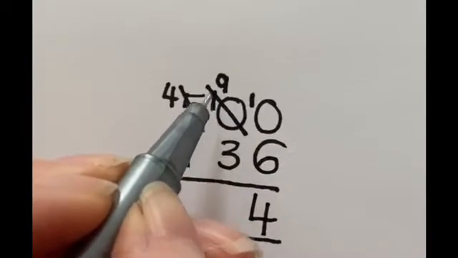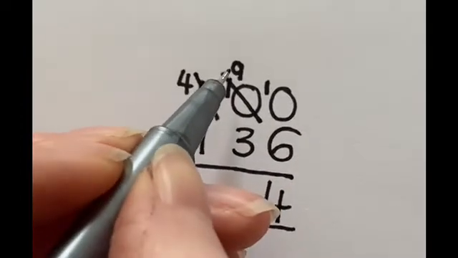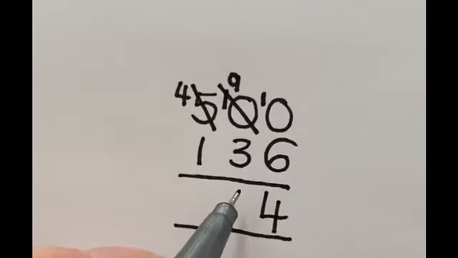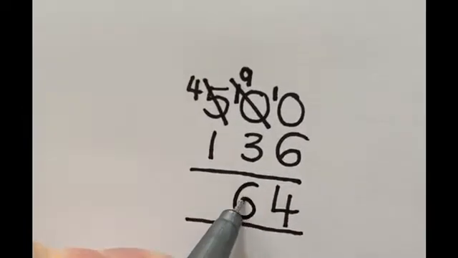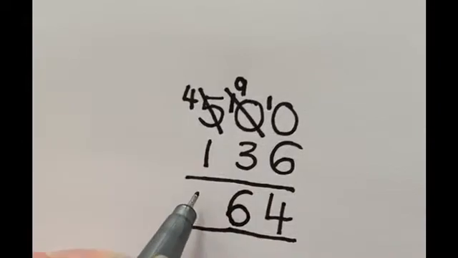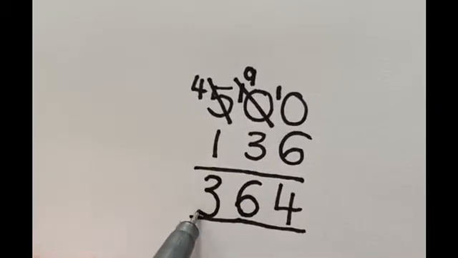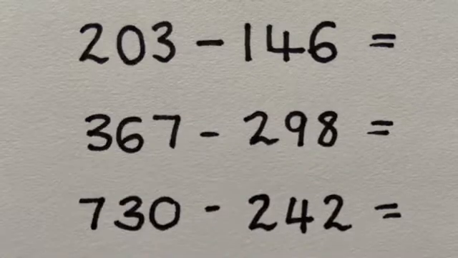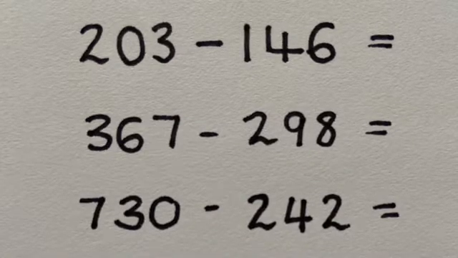Let's see this one. More on top or more on the floor? Well, now we've got more on top, so we don't stop. 9 take away 3 is 6. And 4 take away 1 is 3. 364.